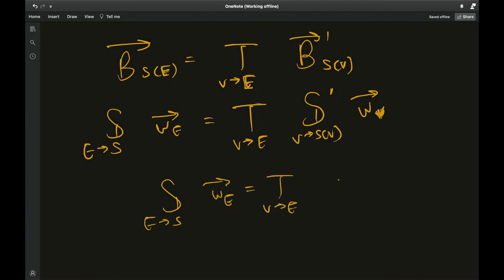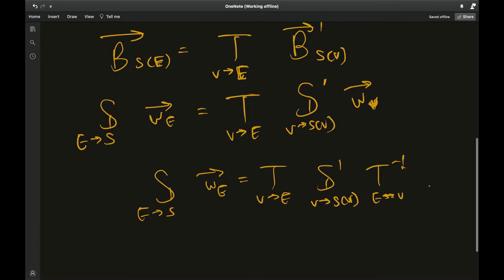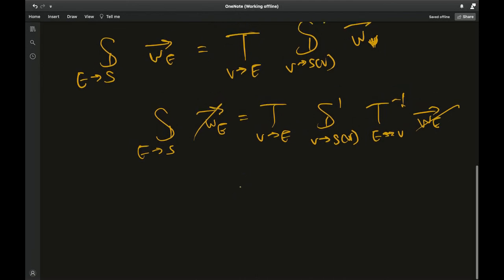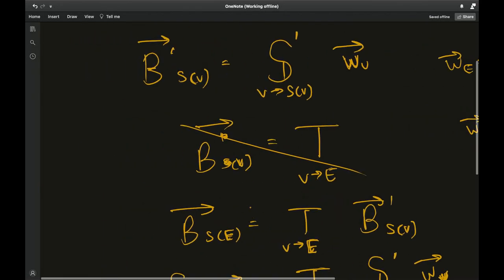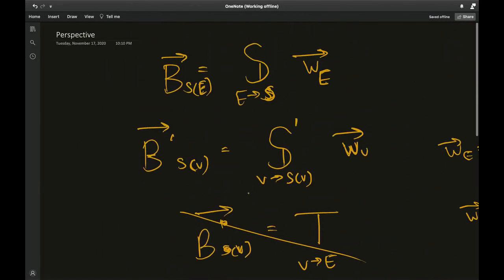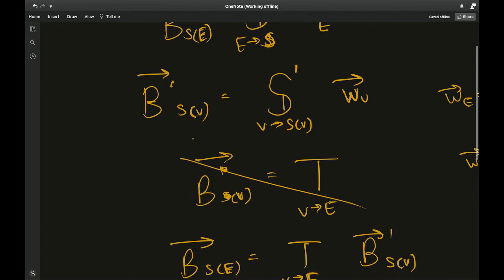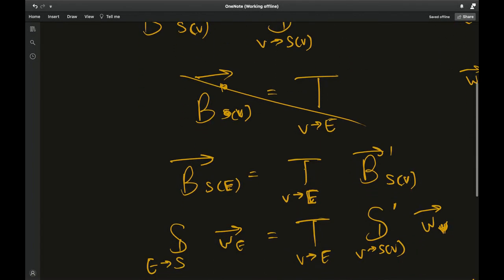T from V to E, boldface S dash from V to S of V, and T inverse, which will take stuff from E to V, acting on W of E. Now ignore the input vectors like we usually do in quantum mechanics when we're playing with operators. We get the same formula again. So this was another perspective of looking at it, because instead of looking at the columns of a matrix expressed in a different basis, it's probably easier to think about vectors and then transforming vectors.